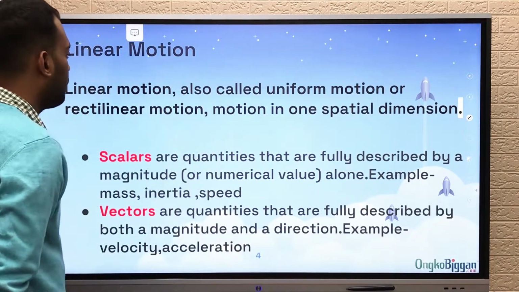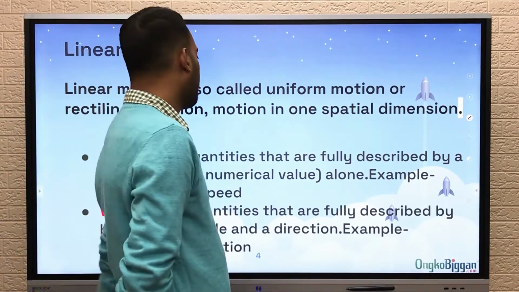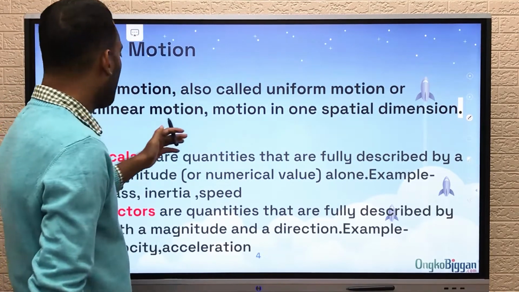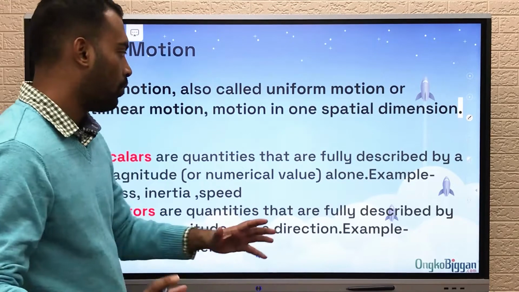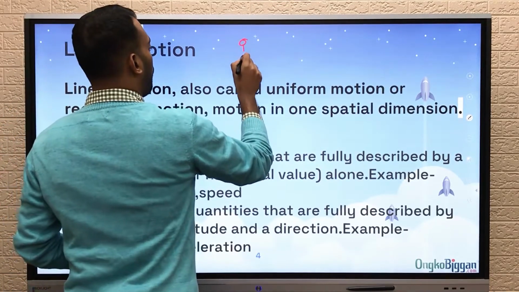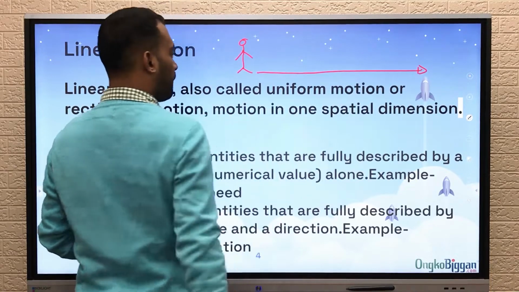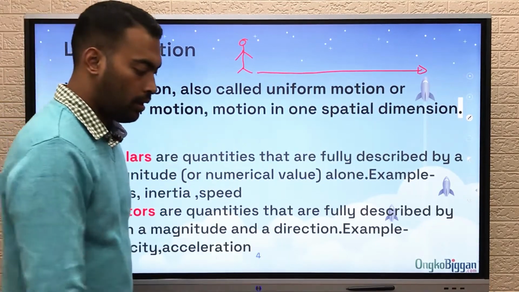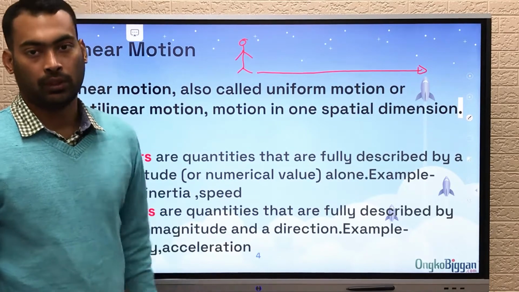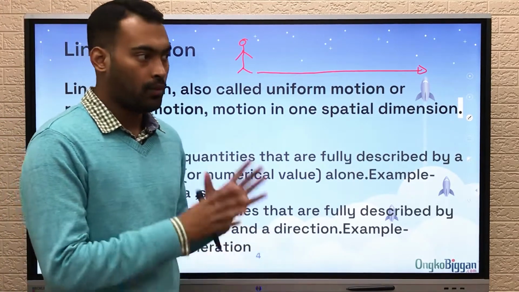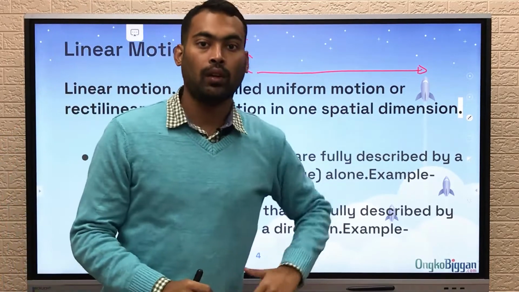So linear motion means, let's see what the definition says. Linear motion, also called uniform motion or rectilinear motion, is motion in one spatial dimension. I'll say it in very easy words. Suppose you are walking within a linear path, in a straight line. If I am walking in a very straight path, that motion will be called linear motion, because I am not changing my direction. I am moving straight forward in one direction. So that kind of motion is called linear motion.